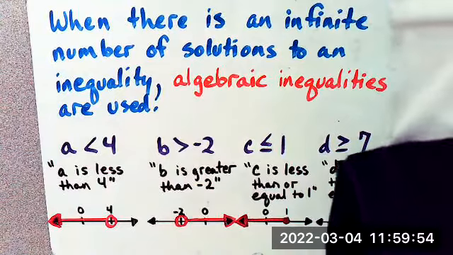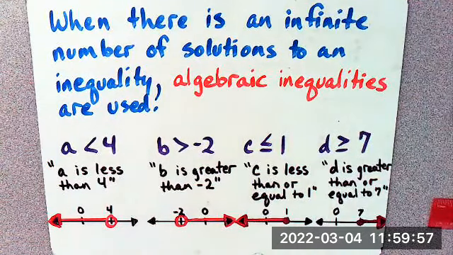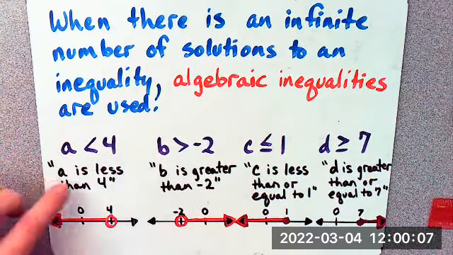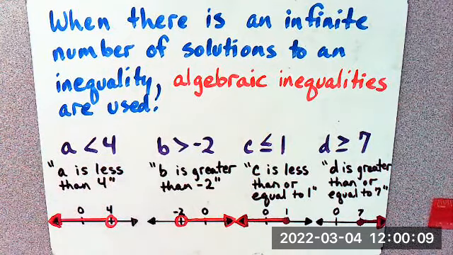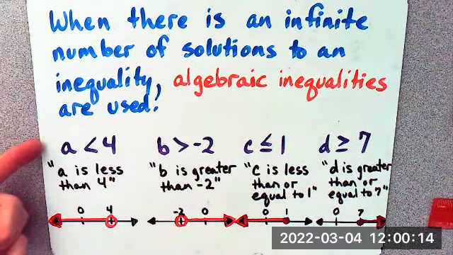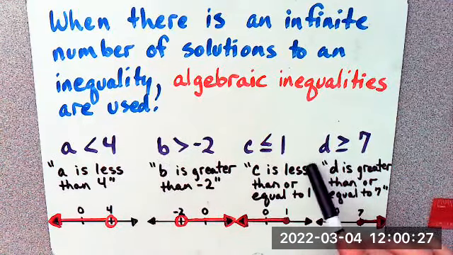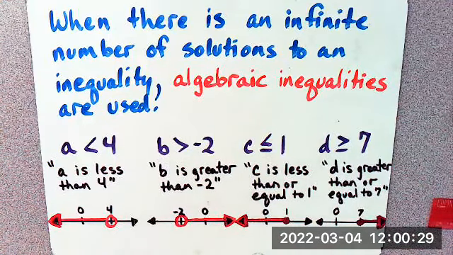When there are an infinite number of solutions to an inequality, we use algebraic inequalities. So we might write a is less than 4. Now a is just representing something like apples. So we have less than 4 apples. All algebra is, is substituting a letter in for some quantity, a name of something like apples, bananas, cantaloupes, and donuts.